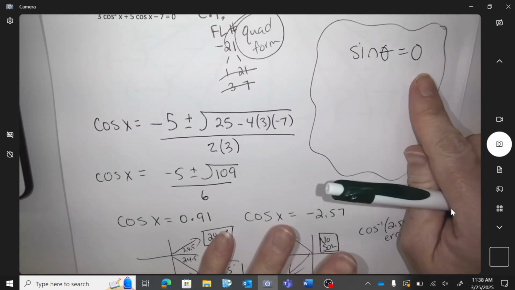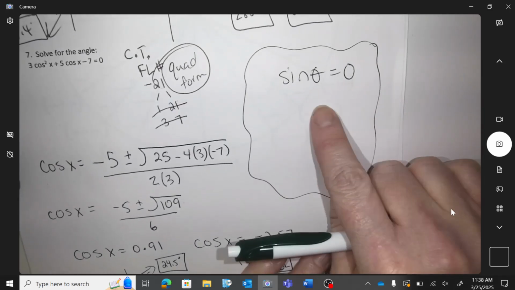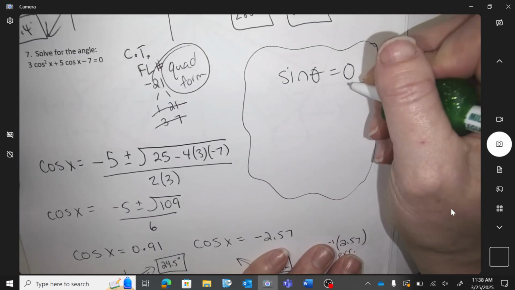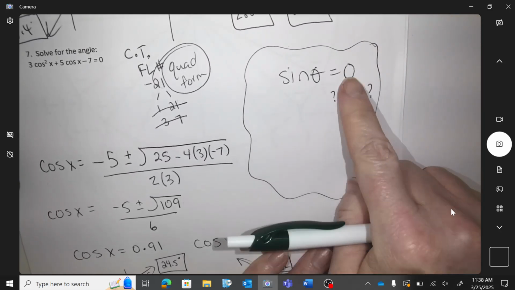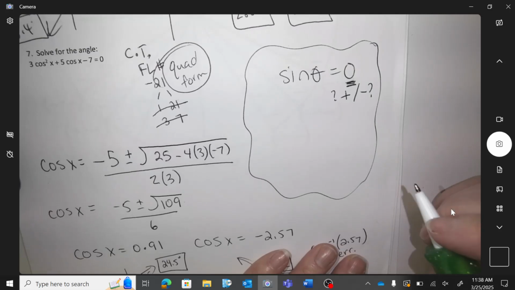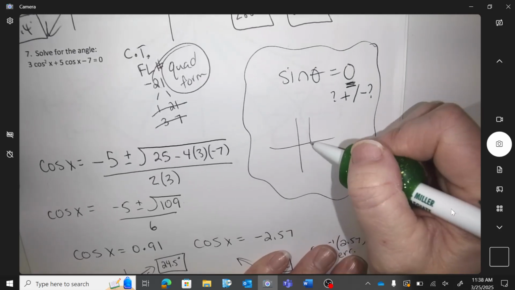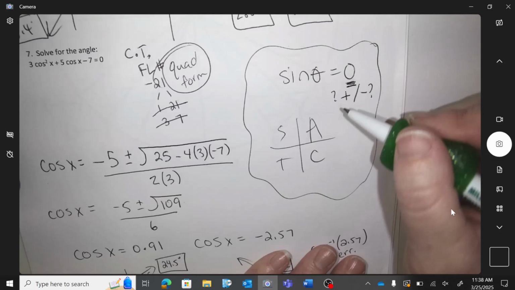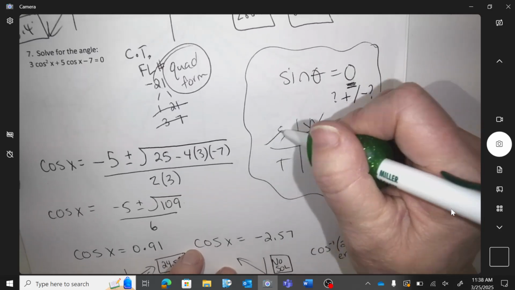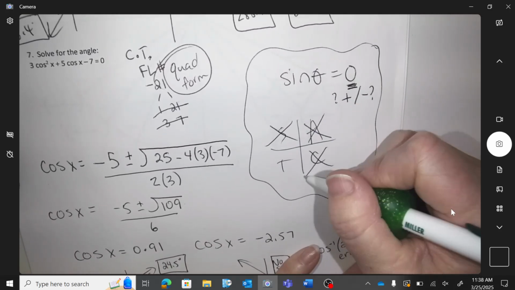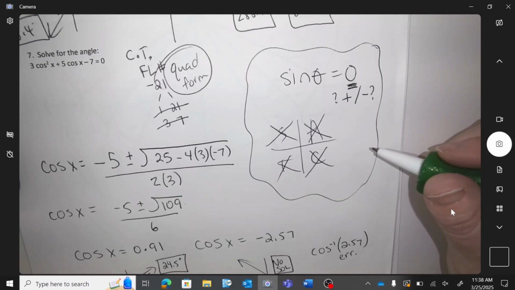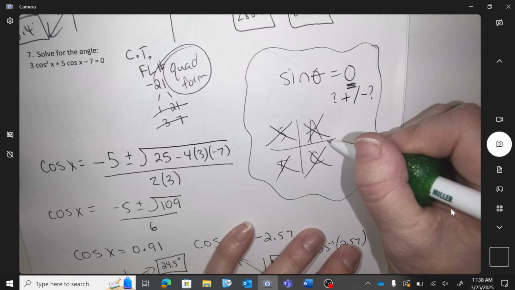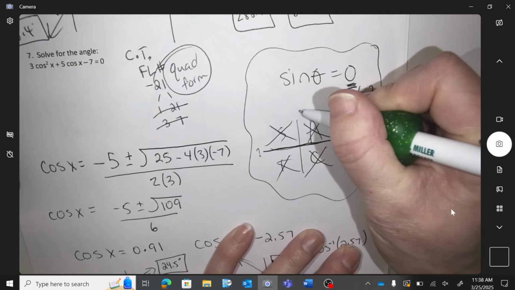what do I do with this? What do I do with this? Because this trig value is not positive or negative. So what does that tell me with my ASTC stuff? The angle is not sine positive. The angle is not sine negative. So I'm not in any quadrants. So where could I find my answer then? On an axis. Either like this or this.